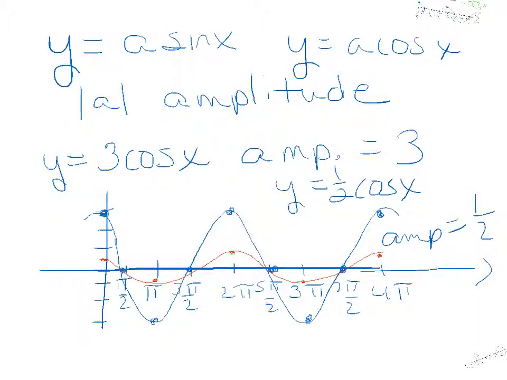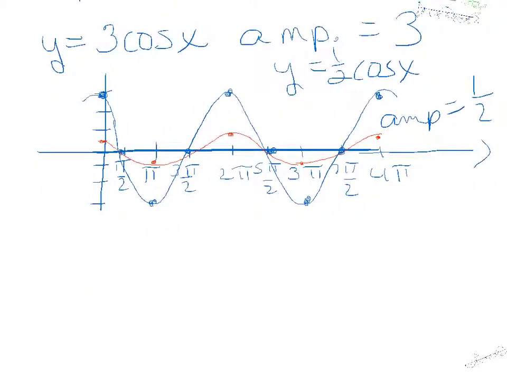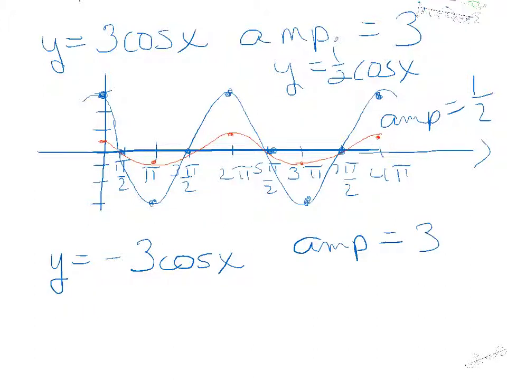Think about what would happen if we did y equals a negative 3 cosine of x. How is that going to affect the graph, that negative? It reflects it where? Across the x-axis. What's the amplitude? 3. The amplitude is still 3, but now we have a reflection.